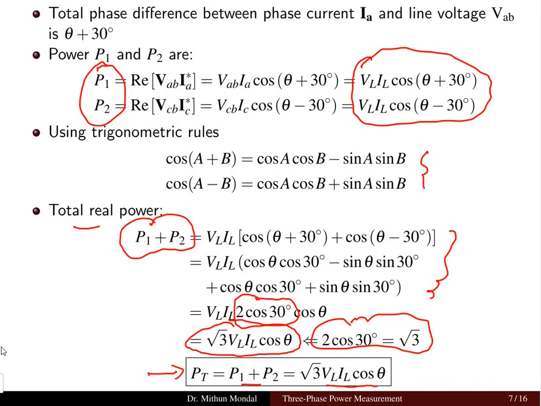Note here in three-phase discussion we have seen that the real power of three-phase is equal to root 3 times VL IL cos theta. So that is validating here that the total power that we are measuring using the 2 wattmeter, P1 and P2, is nothing but the total three-phase power.